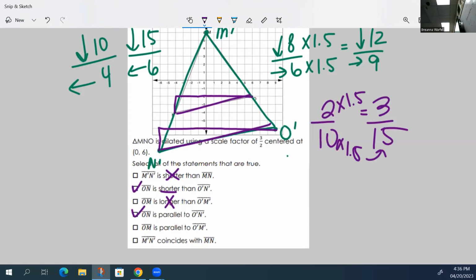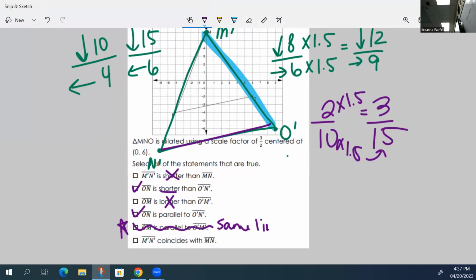The one that's tricky is this one. OM is parallel to O prime, N prime. So they're the same line. And so, yes, they have the same slope, which makes lines parallel, but you only have one line now. And to have parallel lines, you need 2 lines. So this one is actually out because they're the same line. One line is not parallel to itself. And then M prime, N prime coincides with, coincides means on top of. So this one is true. So it's the second, fourth, and sixth option.